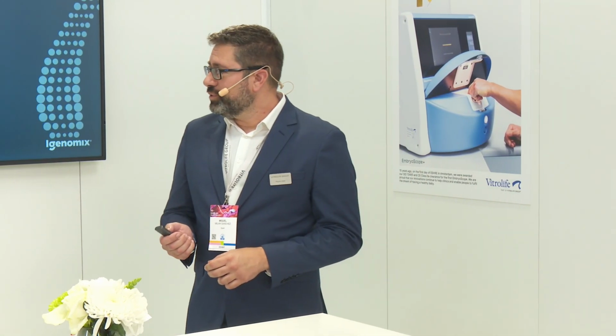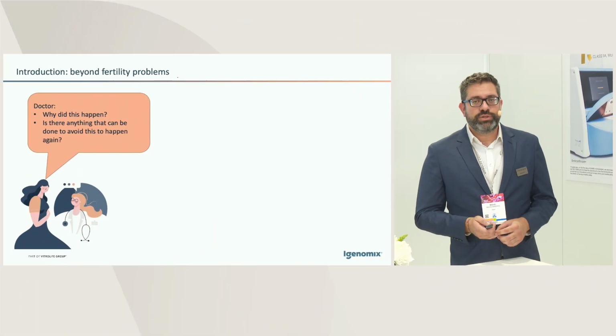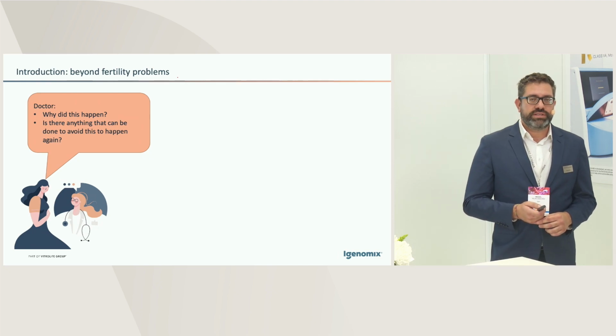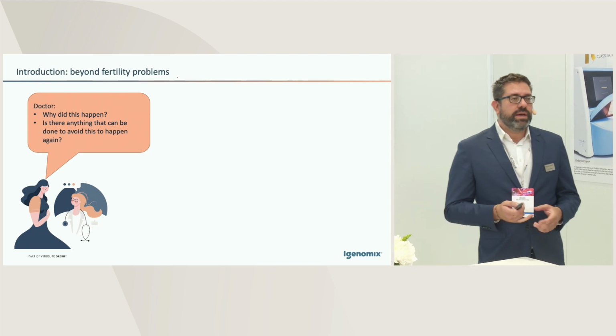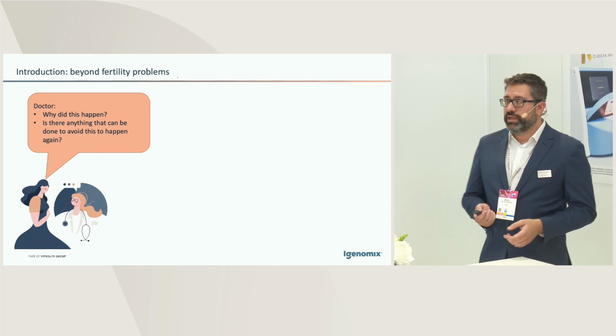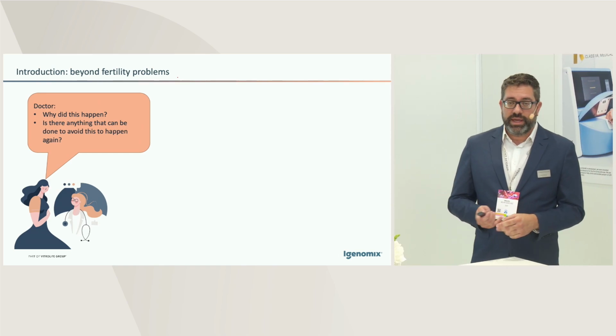And yeah, we are going to talk about this topic, that is the use of liquid biopsy adapted to cases of miscarriages. So this is my disclosure, and I would like to start with these two questions that, when it comes to pregnancy losses, are very frequent. The first question is, why did this happen to me? And the second question is, is there anything that can be done to avoid this happening again?